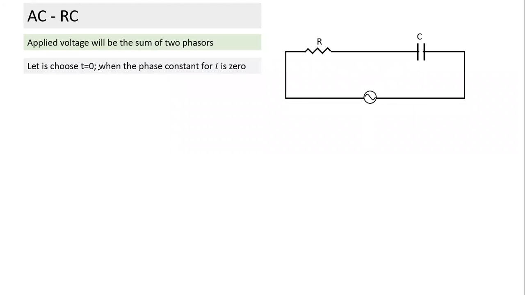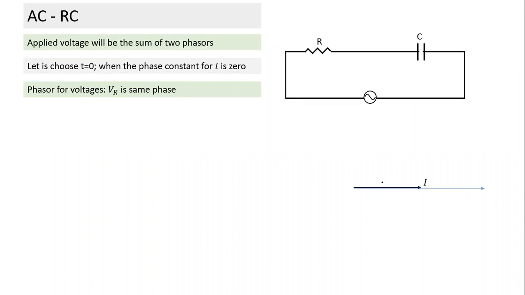We choose time t equal to 0 when the phase constant for I is equal to 0. So the phasor for VR will be in the same phase. This is I and this is VR. They both are in the same phase. So I found VR also in the same phase. How about VC? What is the phase of the voltage across the capacitor? This is the current in the capacitor. What will VC be equal to?